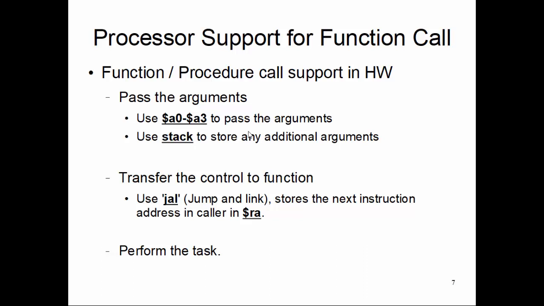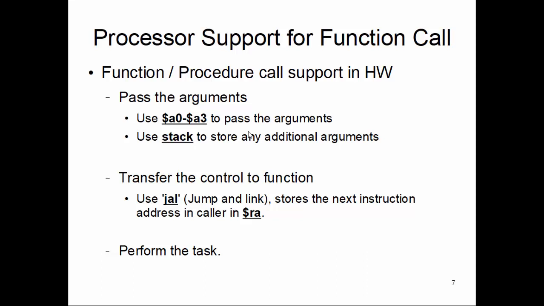Okay, so let's say you are jumping from a location, let's say 1000, and then RA essentially will store 1004 when you are doing a JL from location 1000. So it will store the next instruction address into the $ra. This is how you transfer control from your code to the function.